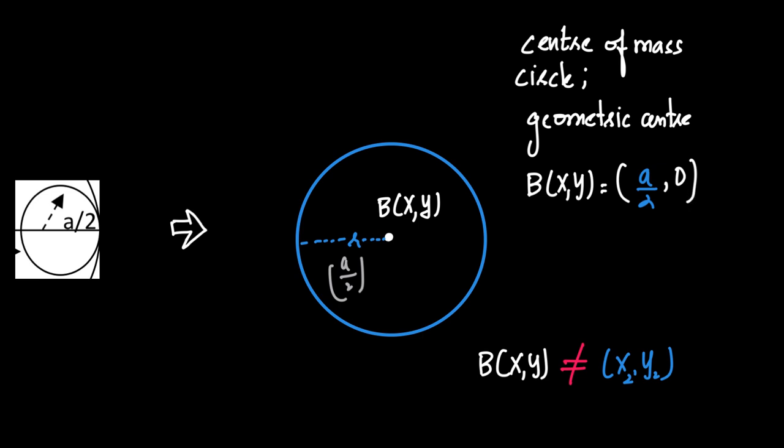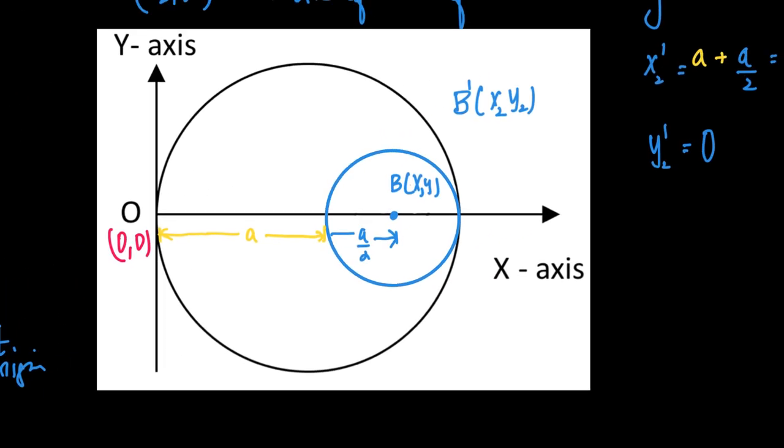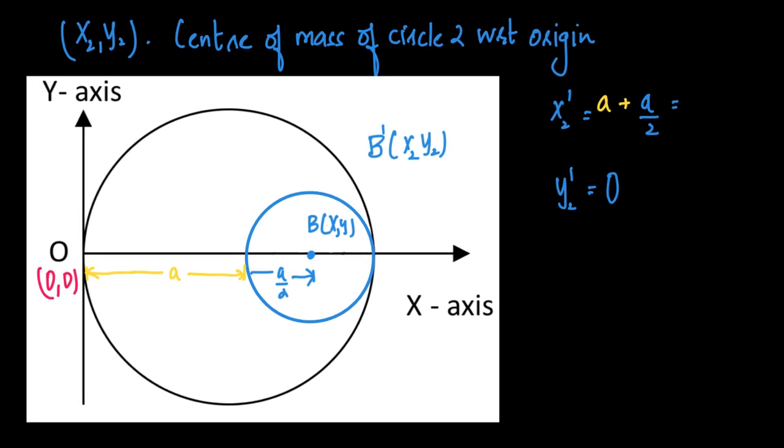Now again, is (x bar, y bar) equal to (x2, y2)? No. Why? Because (x bar, y bar) represents the center of mass of the circle, whereas (x2, y2) represents the center of mass of the circle with respect to origin. So now what will we have to do? We'll have to consider the origin here.